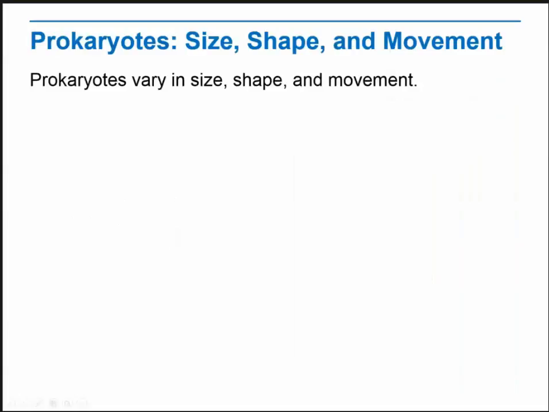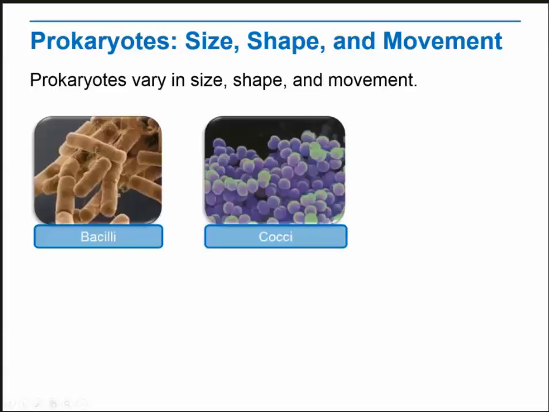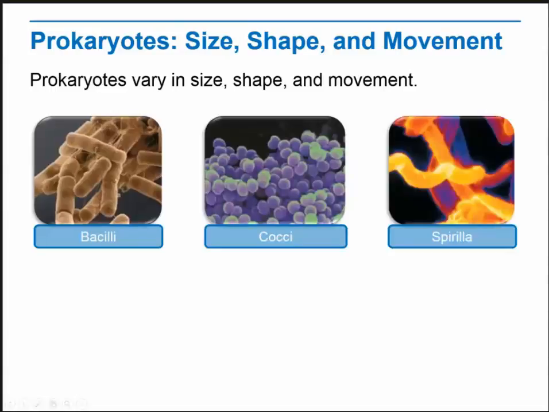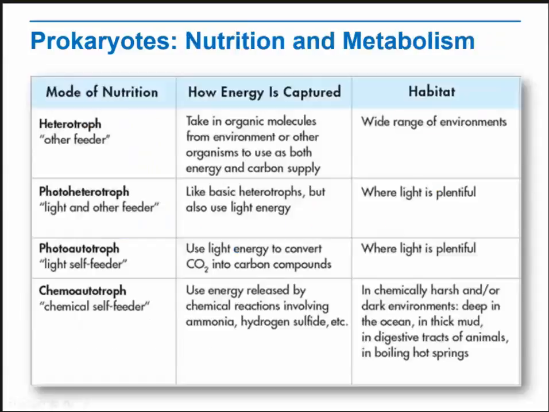Prokaryotes come in a variety of shapes, though there are three basic shapes. Rod-shaped prokaryotes are called bacilli. Spherical prokaryotes are called cocci. Spiral and cork-shaped prokaryotes are called spirilla. You can also distinguish prokaryotes on whether they move and how they move. Some prokaryotes do not move at all. Others are propelled by flagella. Some glide slowly along a layer of slime-like material they secrete.